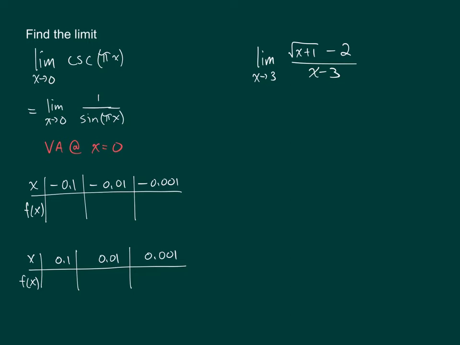So I want to make a point really quick. In these tables I have x and f of x and x and f of x, and there's no function listed up here, but I will be calling the cosecant of pi x f of x.